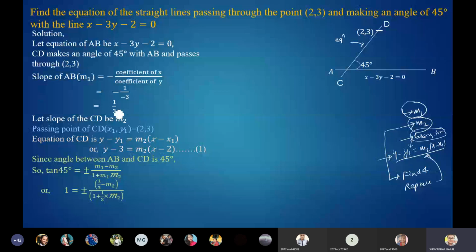m1 is 1 upon 3. We got it earlier here. Minus m2 by 1 plus m1, that is 1 upon 3 times m2. 1 upon 3 times m2.